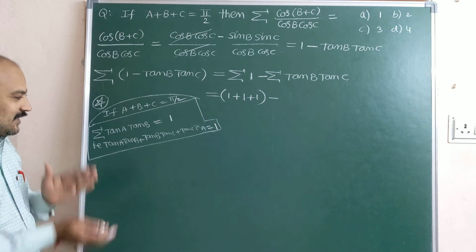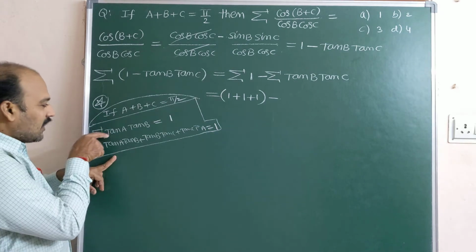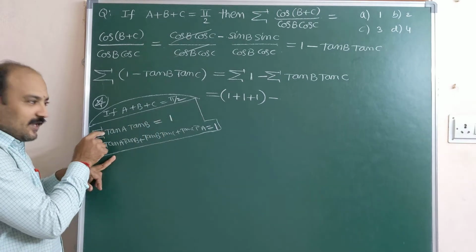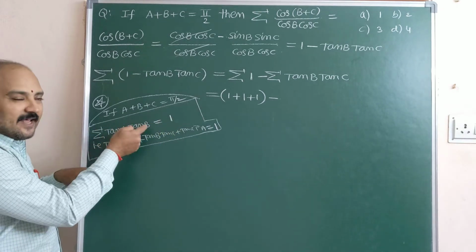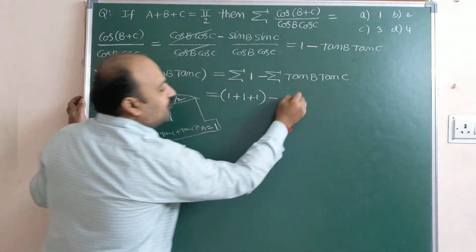In the playlist I have given the proof; once you go through it, dear students. So sigma tan A tan B equal to 1, even sigma tan B tan C is also 1, sigma tan C tan A is also 1. So here sigma tan B tan C, this value is what? 1.